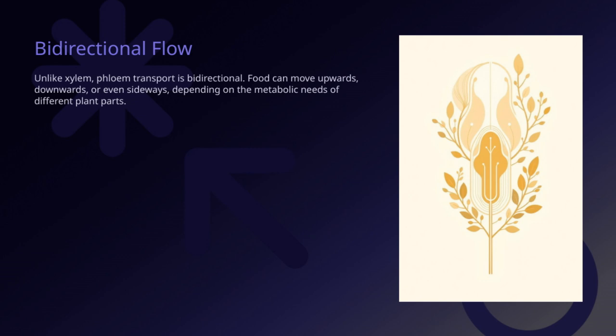So, in essence, the phloem's ability to move food in multiple directions really highlights how dynamic and adaptable plant transport systems are, which ties back to the overall theme of how plants optimize resource distribution for survival and growth.